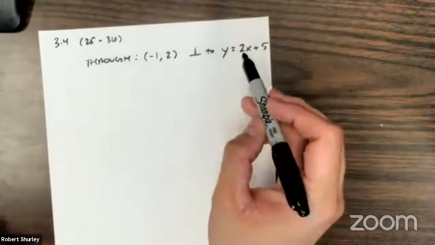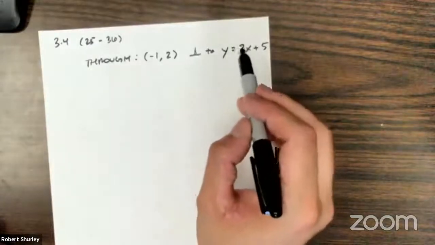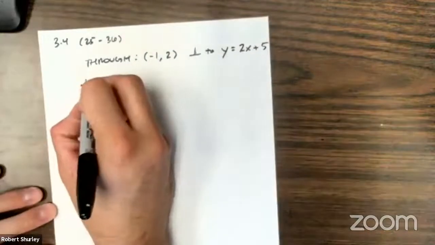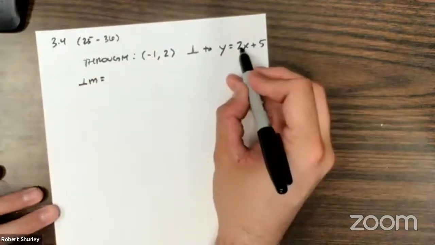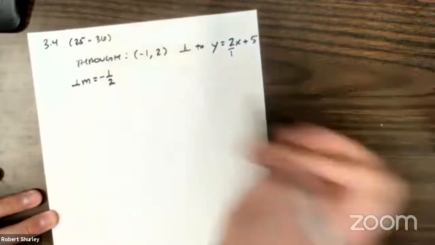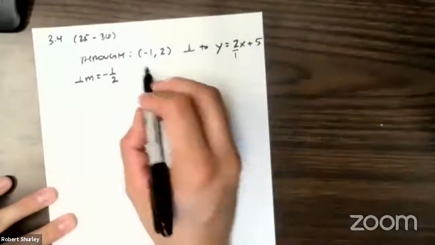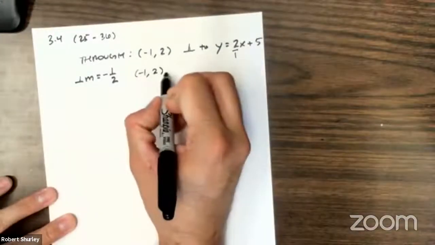Now this is not our slope because we're perpendicular. If it was parallel, the 2 would be our slope. But for our perpendicular slope, remember, 2 is 2/1. So really we flip it and change the sign. So it's going to be -1/2. And we know our coordinate is (-1, 2).